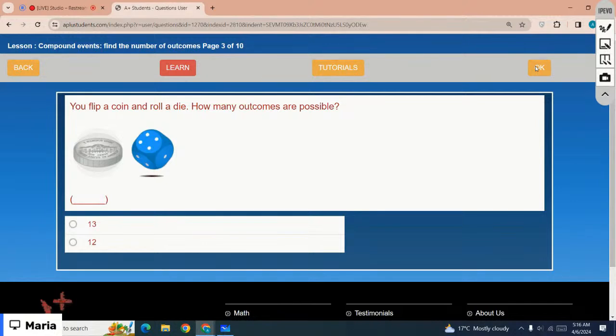You flip a coin and roll a die. How many outcomes are possible? Which is the correct option? Yes, that is 6 times 2. The correct option is 12. The total outcomes are 12.